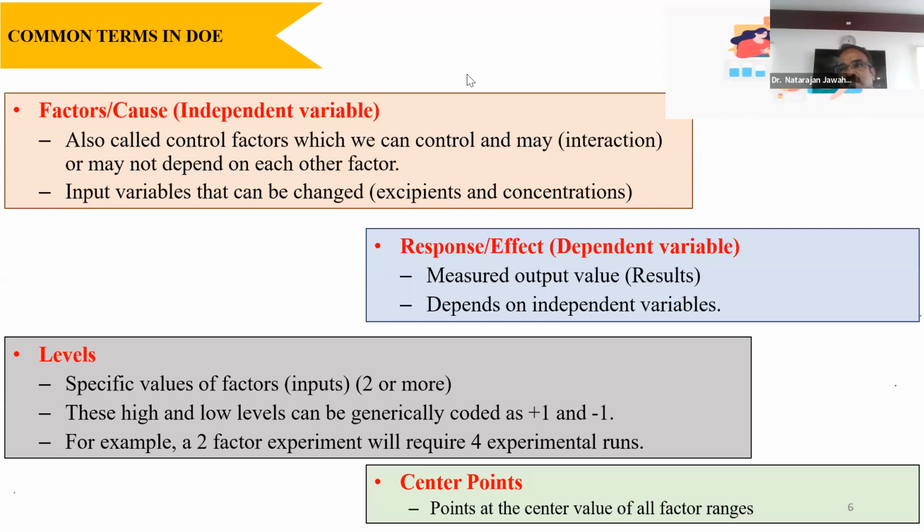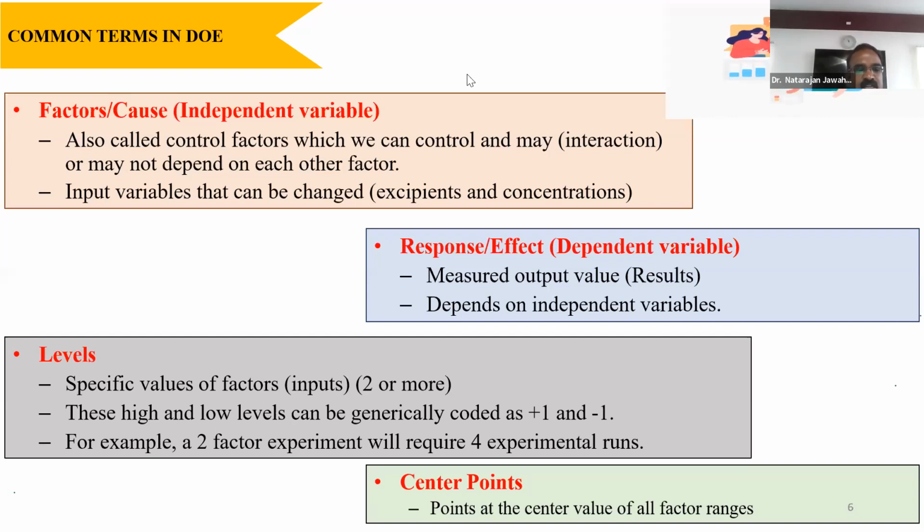See, if you increase the disintegrants concentration, obviously we know that the dissolution will increase. Or if you increase the binder's concentration, due to hardness, the dissolution will decrease. So that's what the effect is; it mainly depends upon the independent factors or independent variables. So that is response or effect. It is a measured output value. We can understand this much percentage will be the dissolution or something.